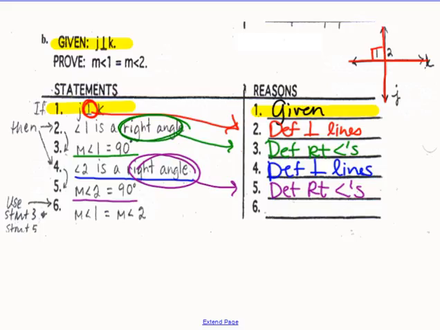So then we have the final one, which says that the measure of angle 1 equals the measure of angle 2. Well, we have just substituted this 90 right here, the measure of angle 2. So that's substitution.